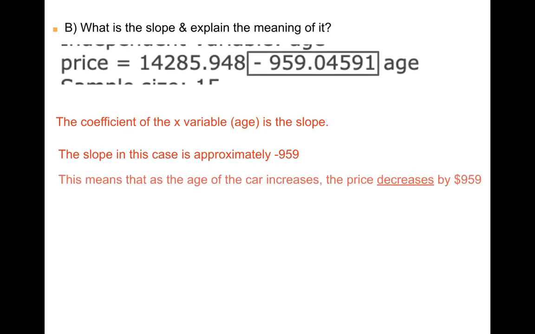Okay. So this means that as the car gets older, as it increases in age, the price will decrease by $959 for each year it gets older. Okay, and that would make sense. As our cars get older, they decrease in value. So we would expect that the slope in this case would be a negative slope.